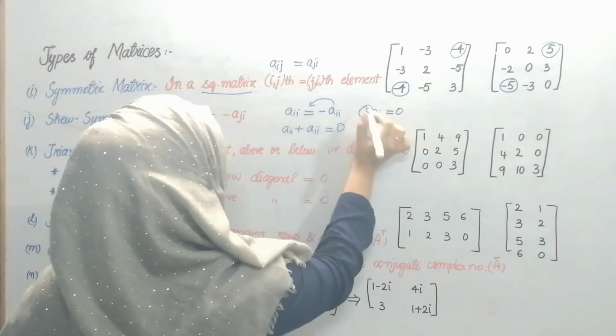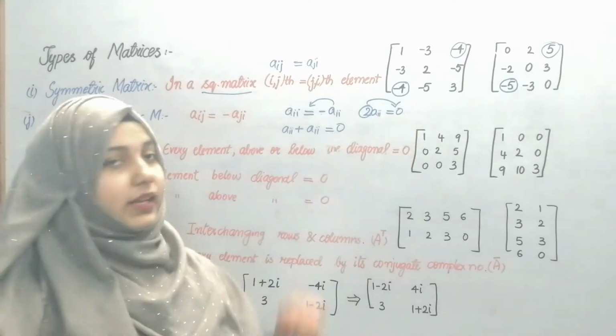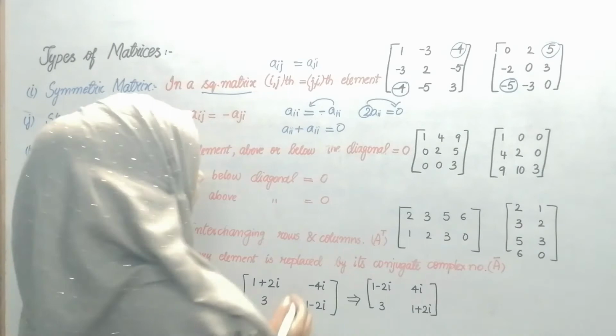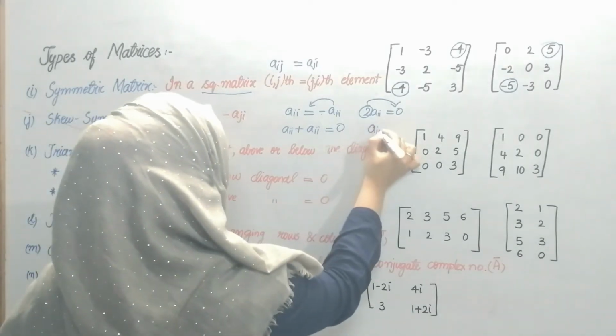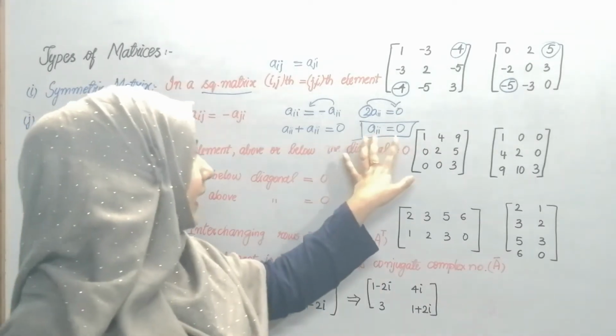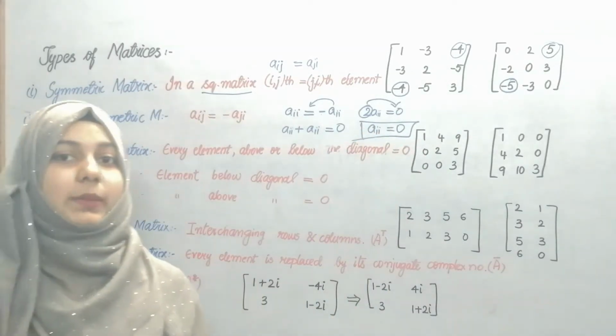I don't need this 2. So I'm sending this 2 to the other side. What happens? Here it is multiplying, it goes to the other side and divides. 0 divided by anything will give you 0, obviously. So what happens here? a of ii is equal to 0. Now what does this mean? Any element that is present at a of ii will be 0.